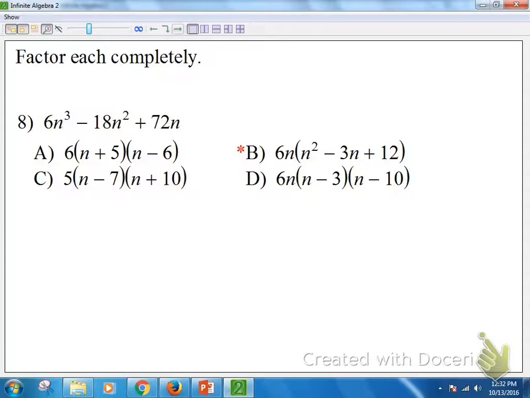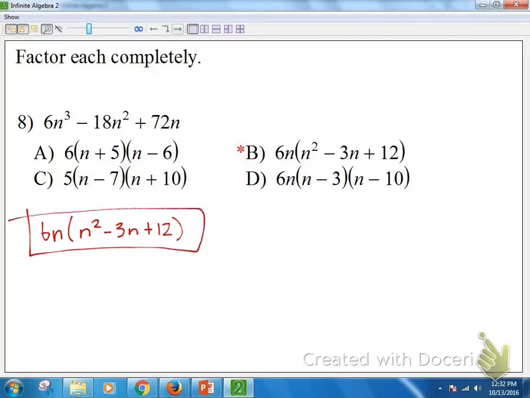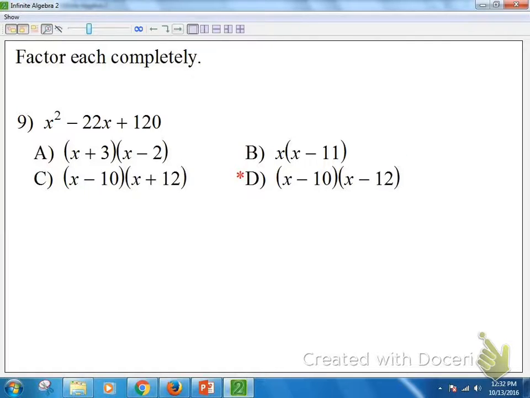Okay, number 8, factor each completely. This one has a GCF here, so you could take out a 6, and you could take out an n in each of these, right? So it's going to be n squared minus 3n plus 72 divided by 6 is 12, right? And if I tried to factor this, I couldn't. You can't factor anymore, so that's it. That's your answer. Pause the video here.